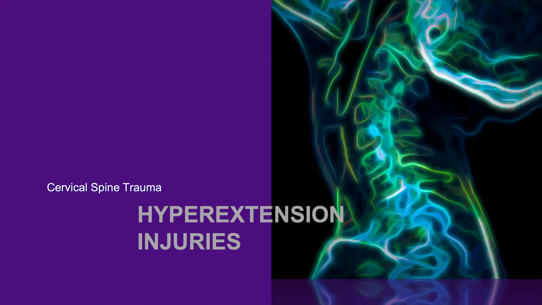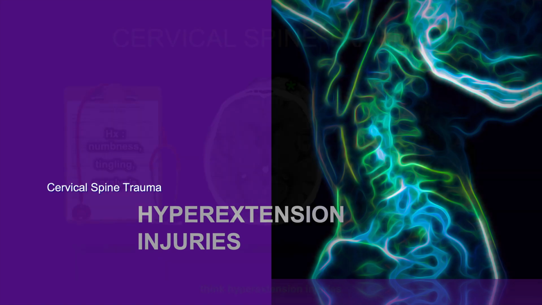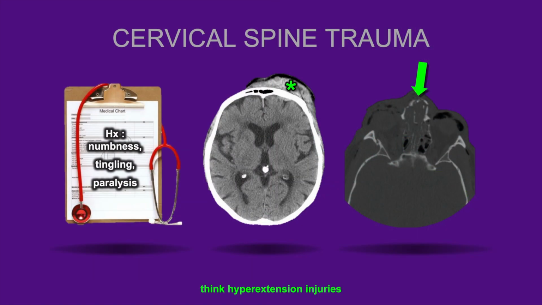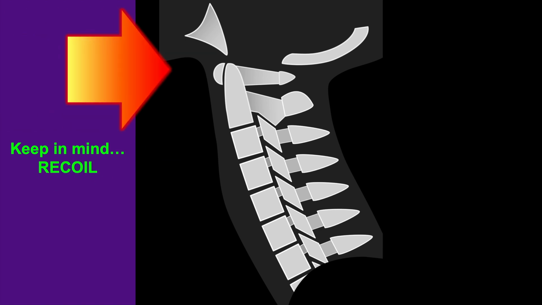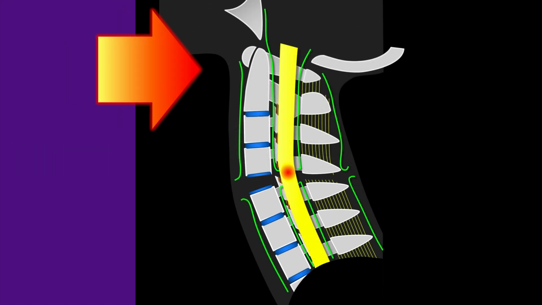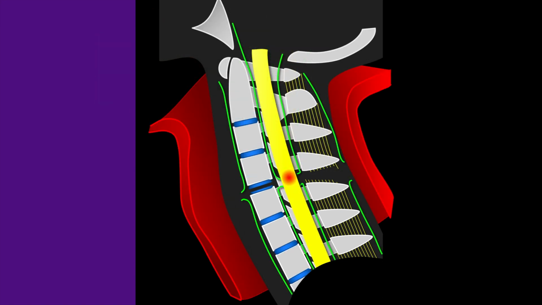Let's move on now to hyperextension injuries. We look for these injuries where we have evidence of a blow to the front of the head or the face. And we want to keep in mind that even though the blow comes anteriorly, you can have posterior translation at the time of injury, but there can be a recoil mechanism. And by the time we image these patients, they may look like they are fairly normally aligned.